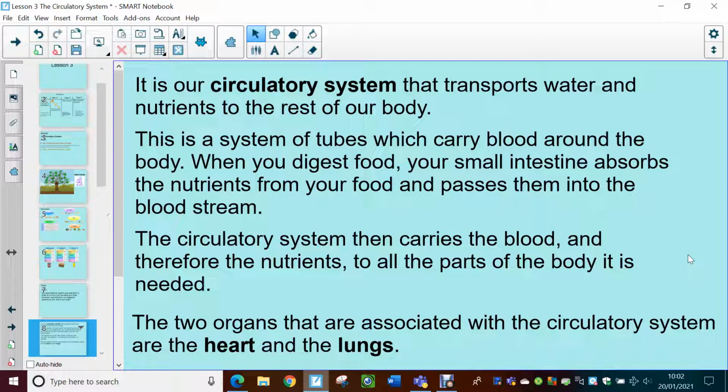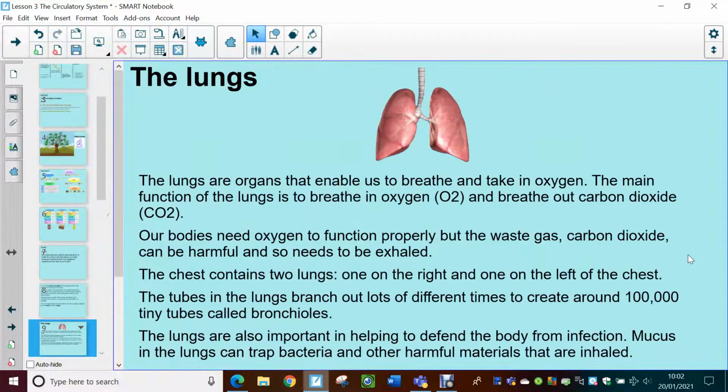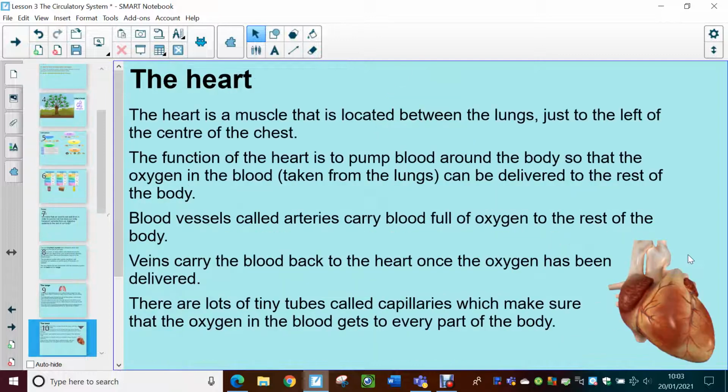We know that from year 4. And then the circulatory system carries the blood and therefore the nutrients to all the parts of the body where it is needed. And the 2 organs associated with the circulatory system are the heart and lungs. And we're going to learn about those both in detail. So the lungs, I'm going to pause the video, have a read of that information. And the heart, I'll read this.